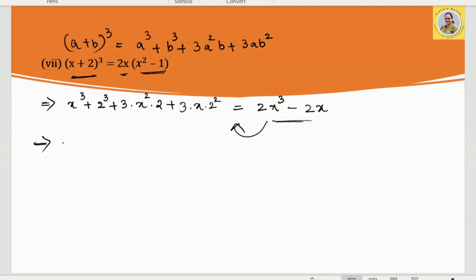Let us simplify and take LHS term as it is, which is x cube plus 2 cube is 8 plus 3 into 2 is 6, 6x square plus 4 into 3 is 12, 12x. Now let us get both the terms to LHS. Plus 2x cube will become minus 2x cube, and minus 2x will become plus 2x. In the RHS you will have 0.